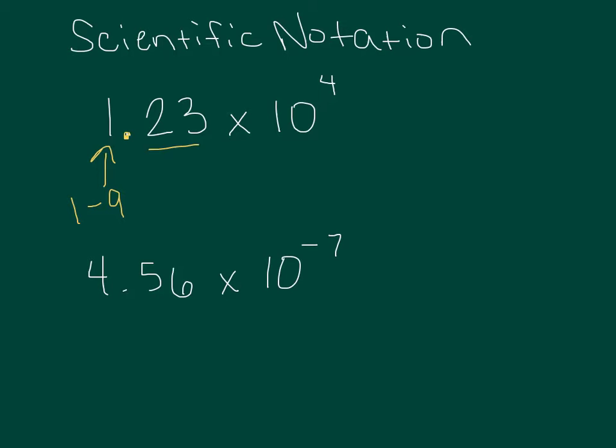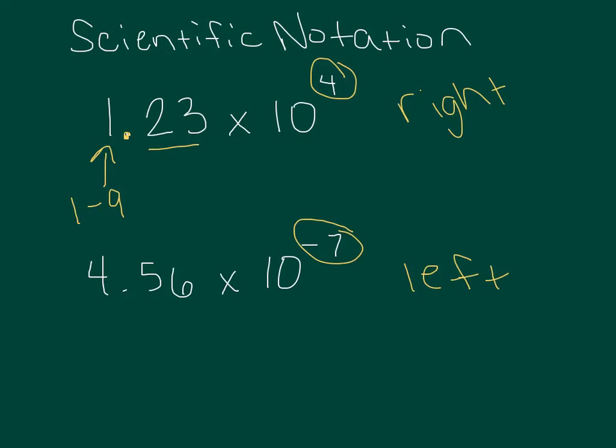Okay, so this is times 10 to the 4th. It's always times 10. This exponent tells you how many times you move your decimal. So on that one it's positive. On this one you notice that it's negative. If it's positive, you move your decimal to the right. In other words, the number gets bigger. If it's negative, you move your decimal to the left. Okay, let's try a couple.